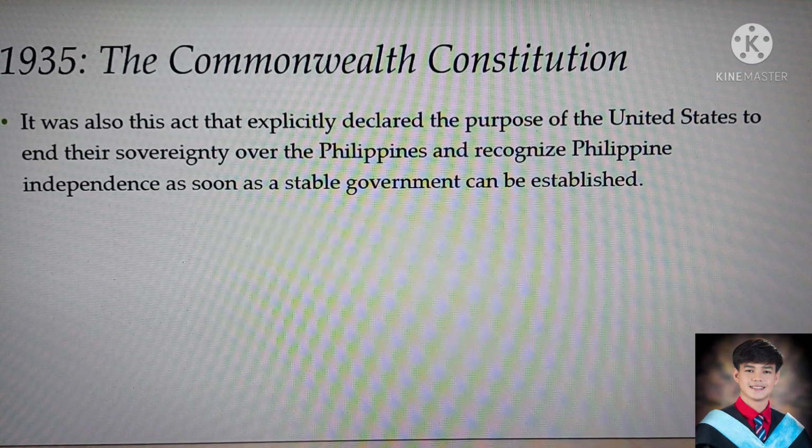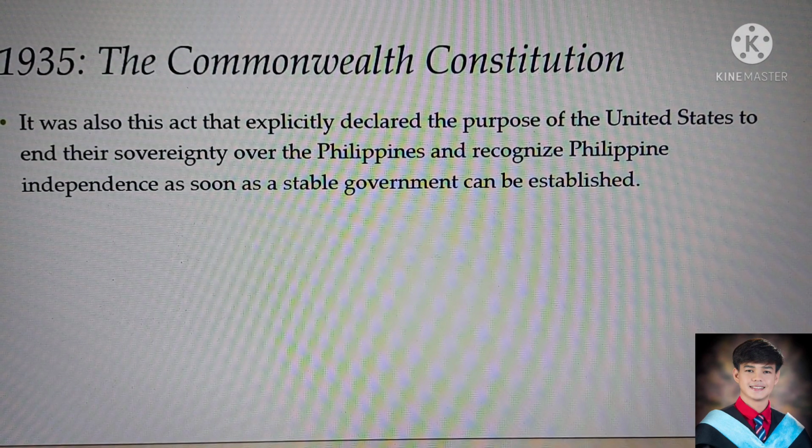So, it also explicitly declared the purpose of the United States to end their sovereignty over the Philippines and recognize Philippine independence as soon as a stable government can be established. So, this is explicitly declared, talagang sinabi ng Estados Unidos na ibabalik sa Pilipinas yung soberanya ng ating bansa at magkakaroon ng Philippine independence as soon as a stable government can be established. Pag naitatag na yung gobyerno, magkakaroon na ng sariling sovereignty ang Pilipinas.